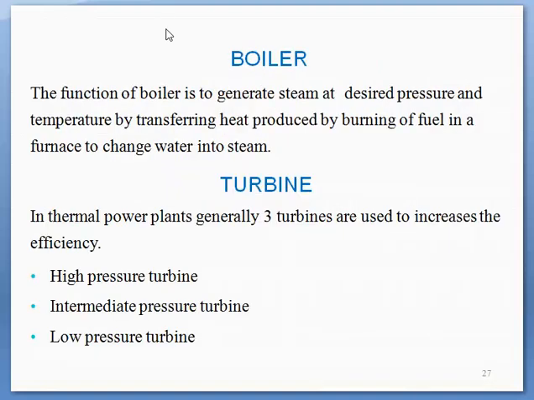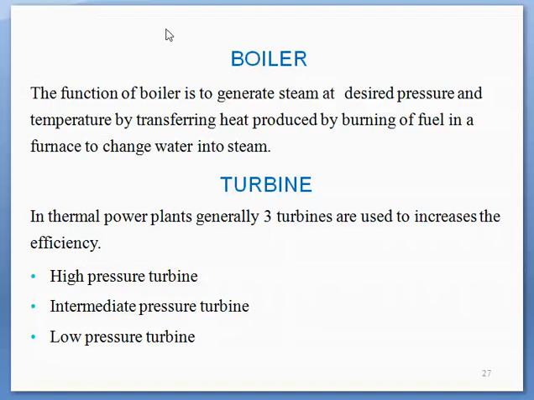The other very important component is the boiler, where steam is generated at desired pressure and temperature by transferring heat produced by burning of coal, and in the furnace, water changes its phase from liquid to steam, and this steam further passes through the turbine, and the turbine develops kinetic energy or rotational energy and rotates the generator.